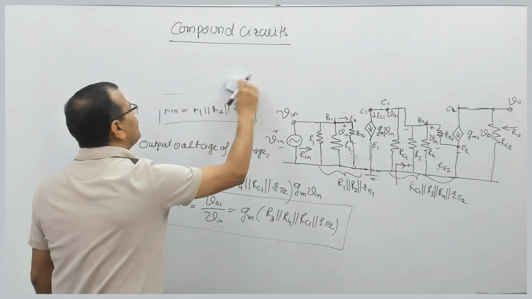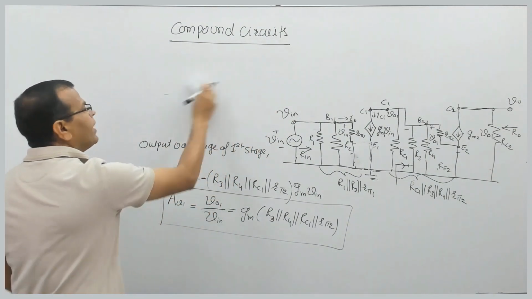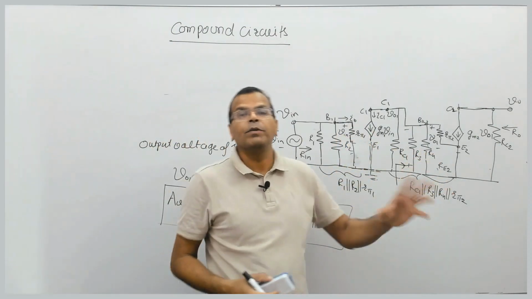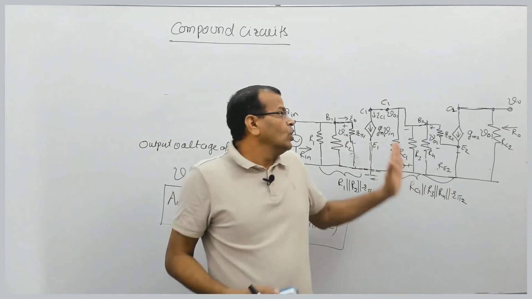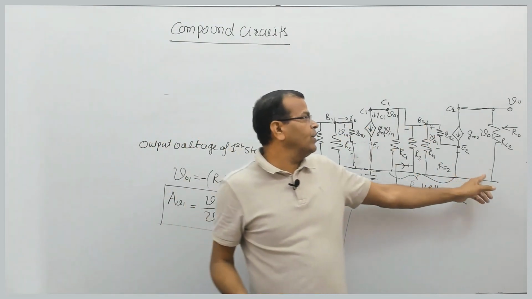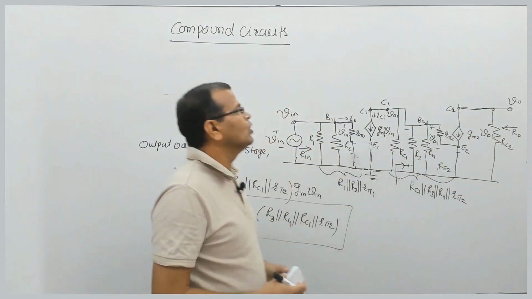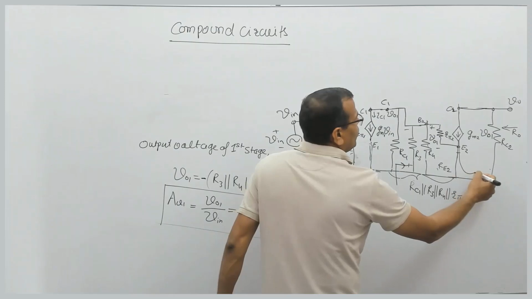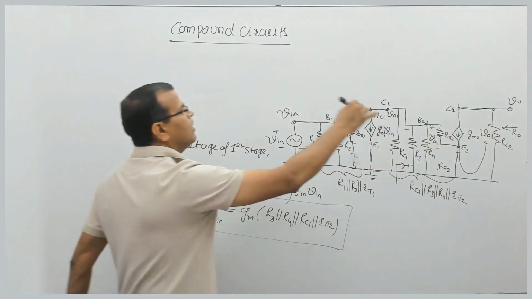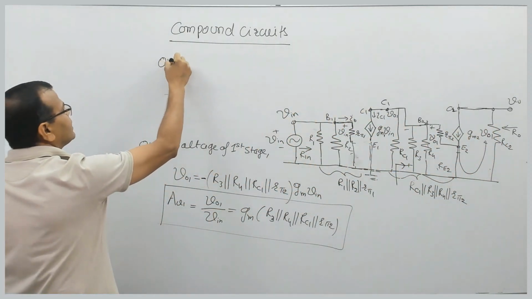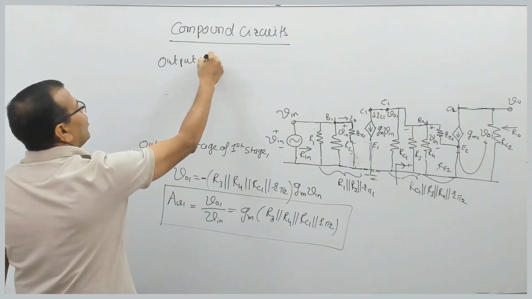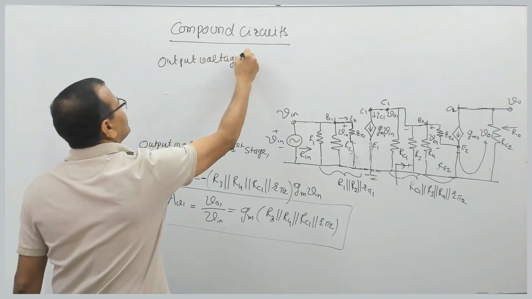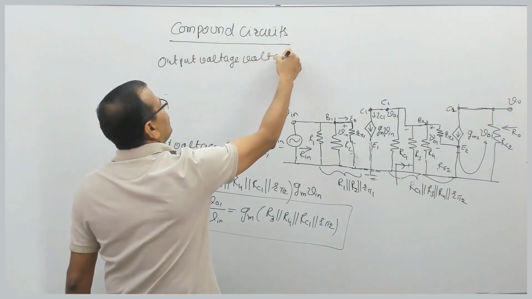Fine. Now let us talk about the output of the second stage, because we need to find the overall voltage gain. To find the overall voltage gain, I need to find this output voltage. So what is the output voltage? This current will be going through this and going upwards. So the output voltage of the second stage, or the overall output voltage of this circuit, will be what?